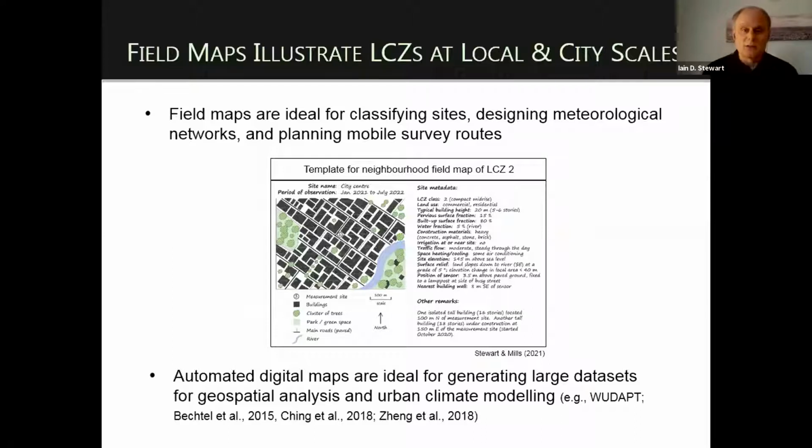Now, I'd just like to say very quickly something about maps. Our next speaker, Matthias, is going to give us a very interesting overview of LCZ mapping.